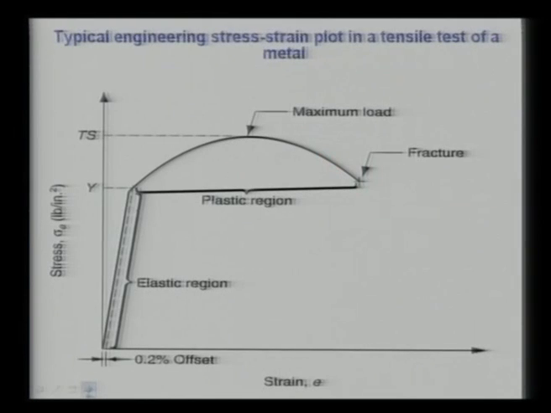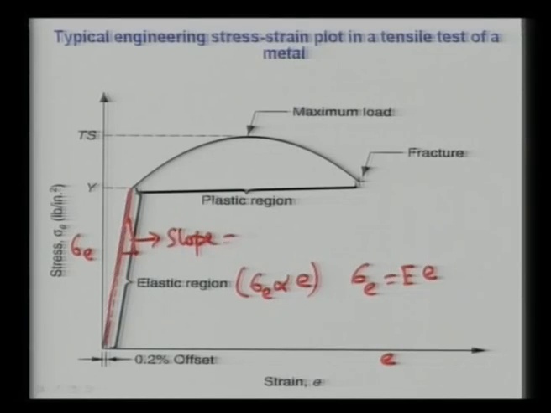Now this is a typical stress strain curve of a ductile metal, and what you see in this typical stress strain curve is that initially you have the elastic region, and in this elastic region this is the stress, that is sigma E is the engineering stress and e is the engineering strain. So in this region sigma E is proportional to small e, and this proportionality constant is known as the elastic modulus. Okay. So from the slope of this curve you can get essentially the elastic modulus of a metal. Okay. So essentially what does it mean?